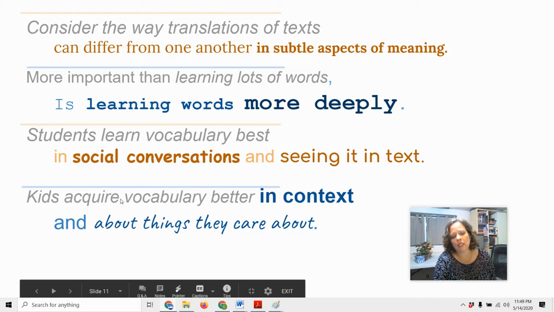As you know, kids acquire vocabulary better in context. So kids are going to learn truck when they're holding their truck, and also things they care about, and that's intuitive. If a child sees a garbage truck, that's where they're going to say garbage truck.